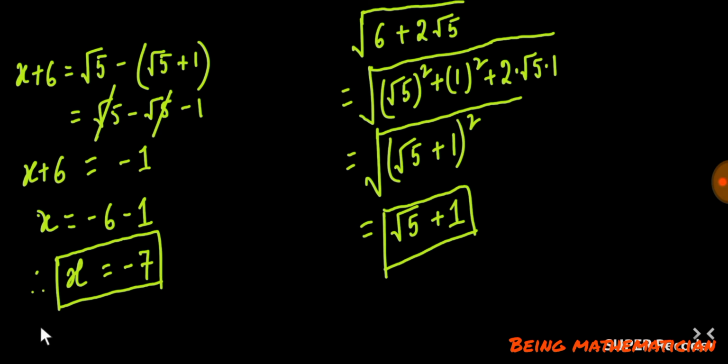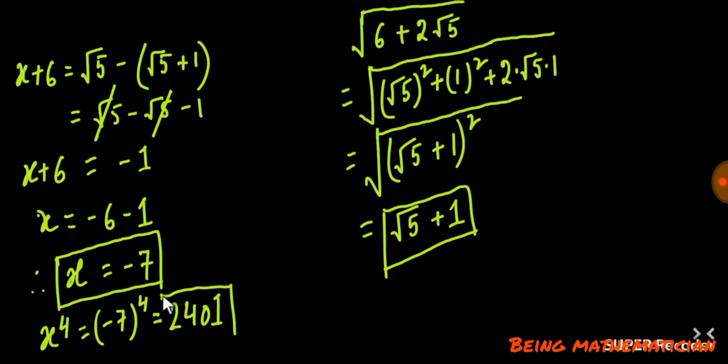Now, we can find x to the power 4 easily, that is minus 7 to the power 4, and it will be 2401. So, the value of x to the power 4 is 2401. This is the answer.